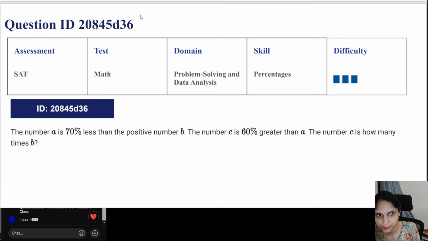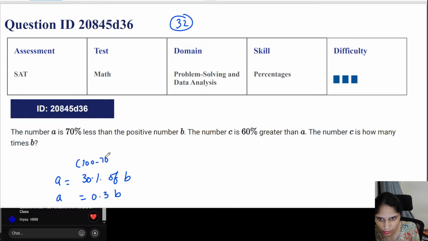32 is the next one. Again, we have seen this kind of question before, just the values are different. A is 70% less than positive number B. So A is 30% of B. That is 0.3 times B. Why 30%? Because 100 minus 70 is your 30. Now C is 60% greater than A, so this is 160% of A. That means 1.6 A. 100 plus 60.